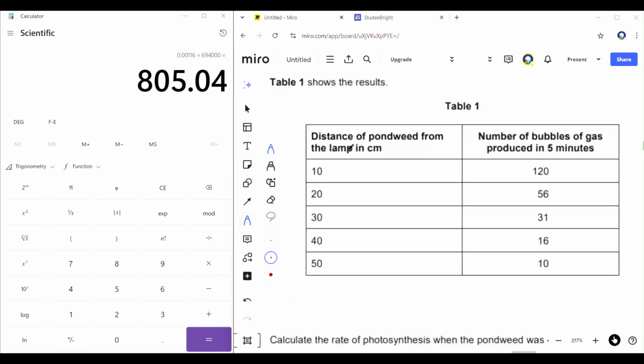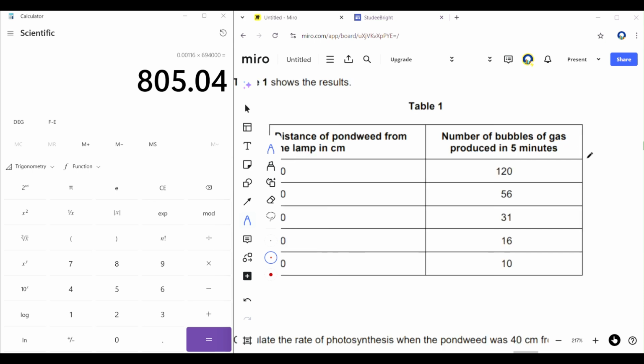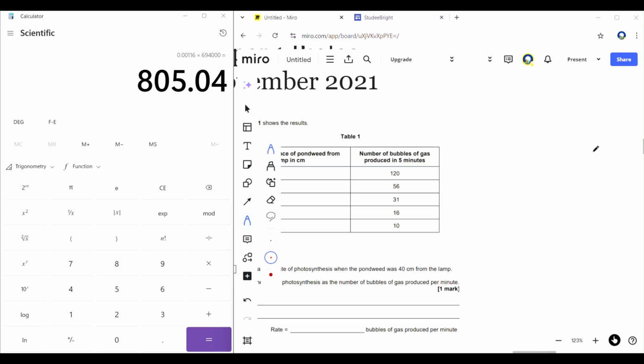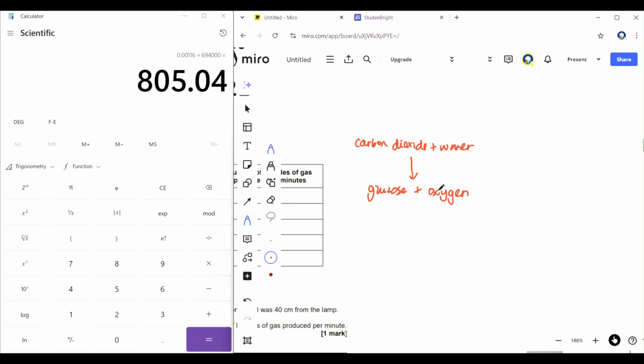Right, so you've got the distance of pondweed from the lamp in centimeters. That is given here, 10, 20, 30, 40, and 50. So that is increasing by equal amounts of 10 centimeters every time. Number of bubbles of gas produced in 5 minutes. If you remember this, what is the photosynthesis equation? That is carbon dioxide plus water gives, what does it give? Glucose plus oxygen. Did you remember that or not? If not, you do need to revise this.